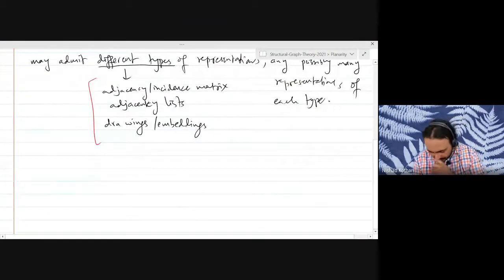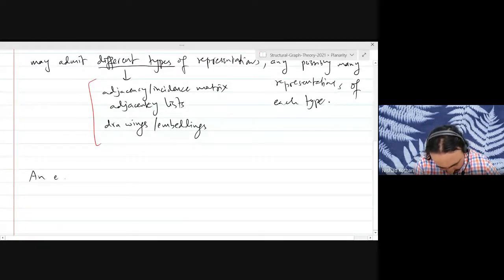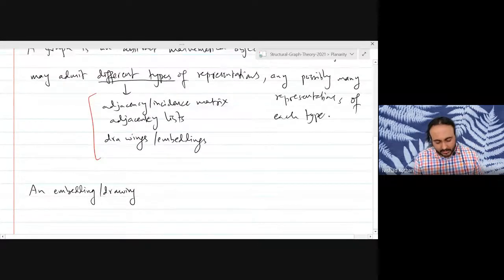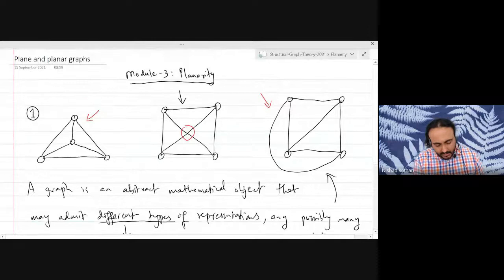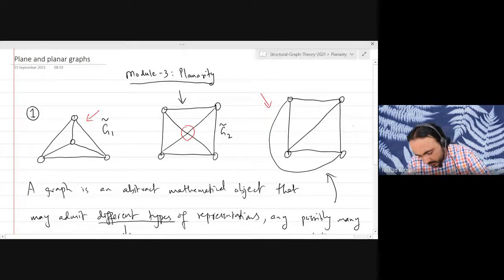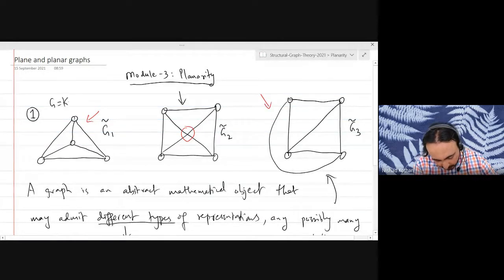Okay, so an embedding or drawing of a graph G. So in order to distinguish the graph from its embeddings, we will put a tilde. So this is G1 tilde, this is G2 tilde, and this is G3 tilde. And all of these are embeddings of K4.